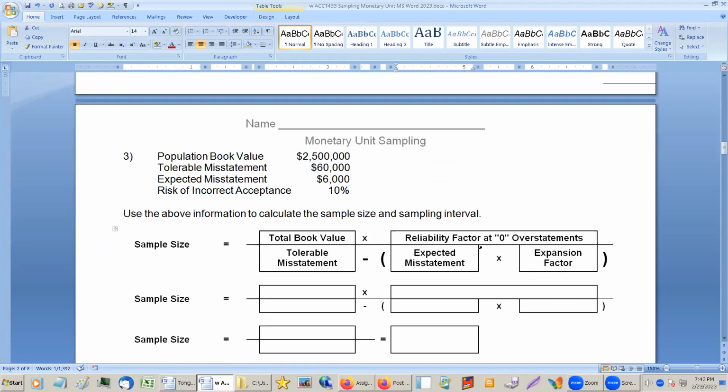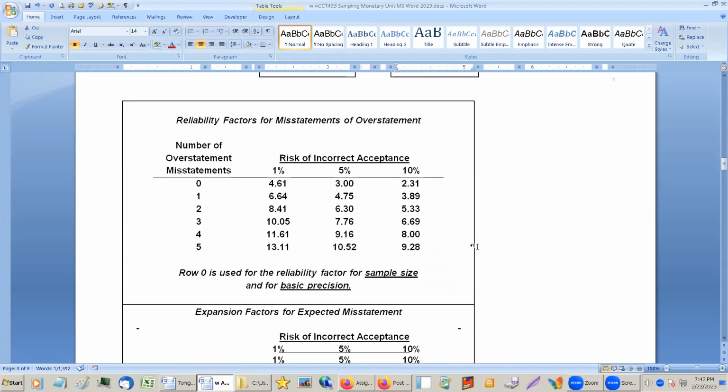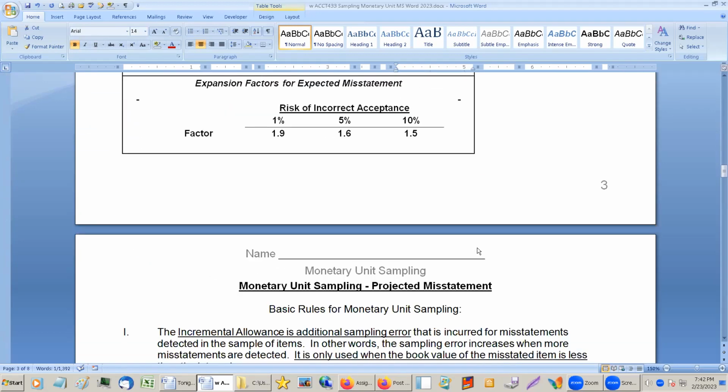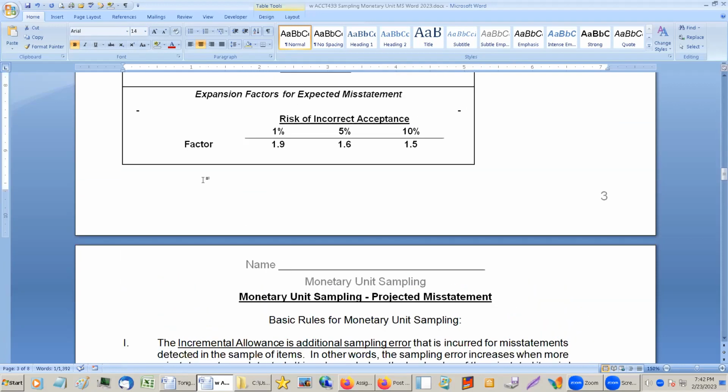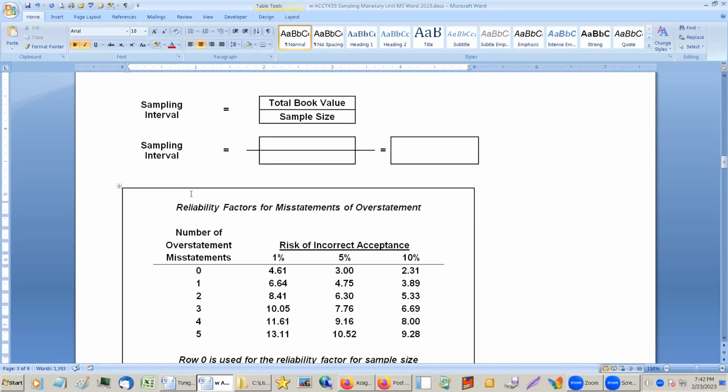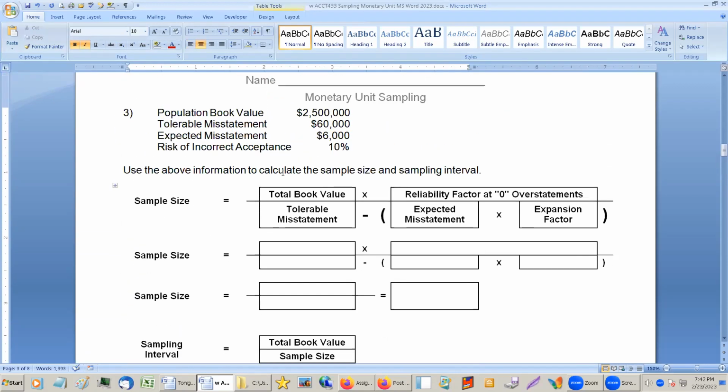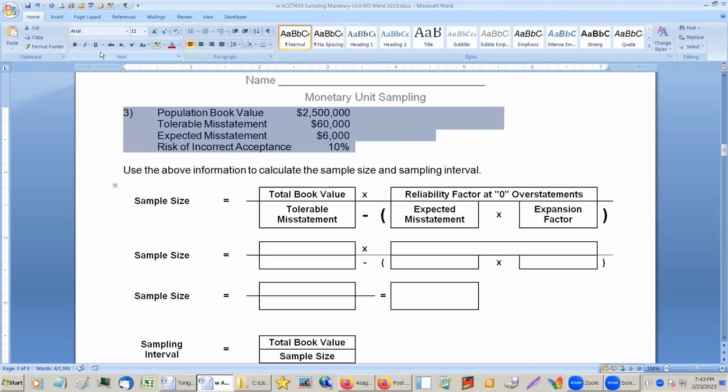All right, let's do one more, and then we'll call it a night. Now be careful here. The risk of incorrect acceptance. Your evil teacher changed that to 10.